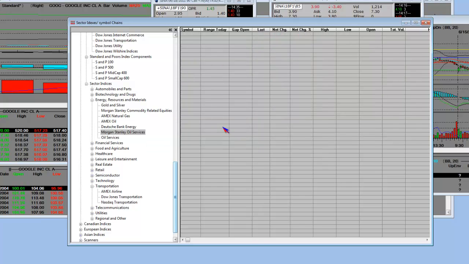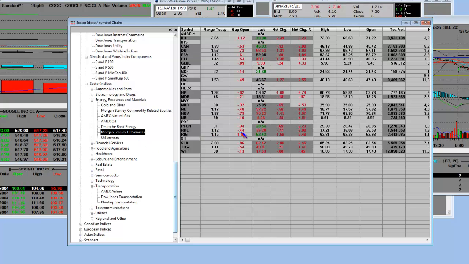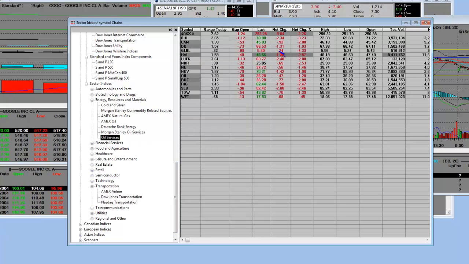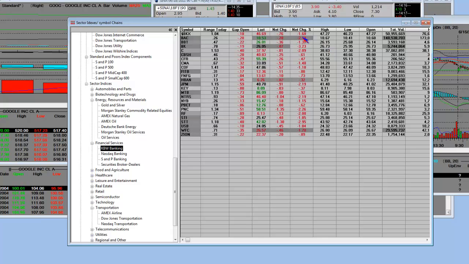Oh, Morgan Stanley Oil Services. Haircut. How about that? How about just oil services in general? Here, oil services. Look at the names. Some of the leaders that are getting pounded today, but they were up nicely. Oh, what about the financial services? Oh my goodness, what a haircut for them.